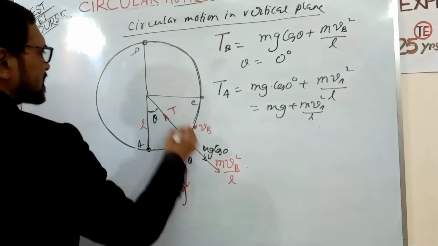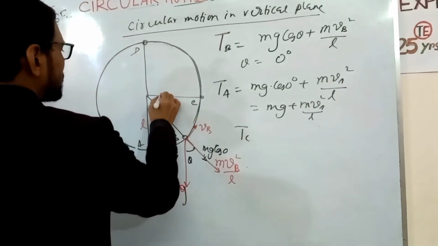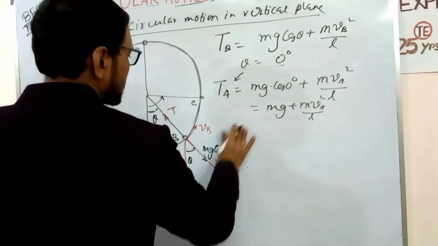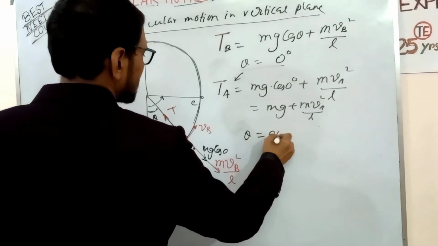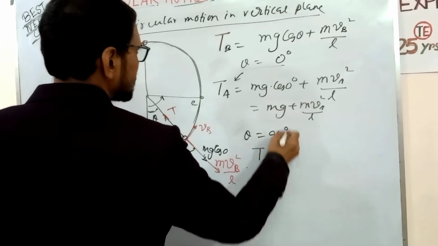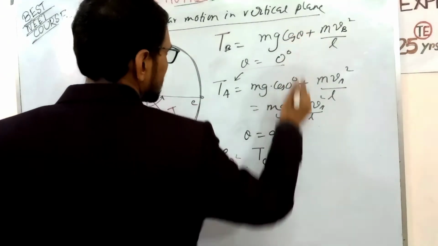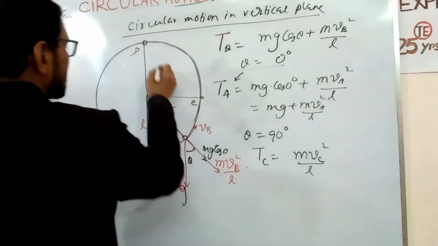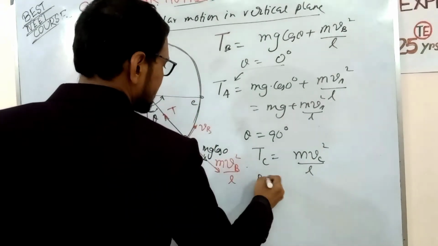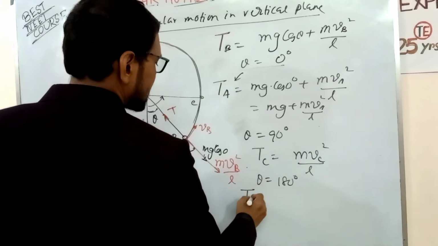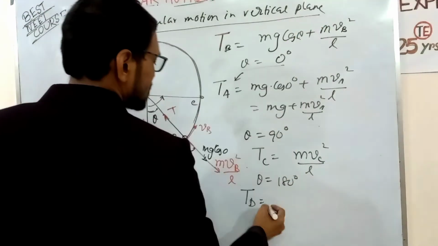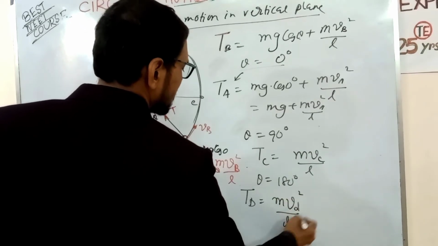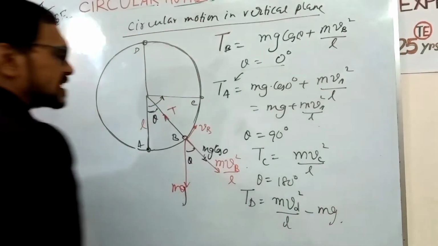Now for tension at c, we put theta equal to 90 degree. Theta equal to 0 was for tension at a. If theta equal to 90 degree, we get tension at c equal to mg cos 90, which is 0, so m v square by l. Now for tension at d, theta equal to 180 degree, cos 180 value is minus, so m vd square by l minus mg. So this is the tension at d.